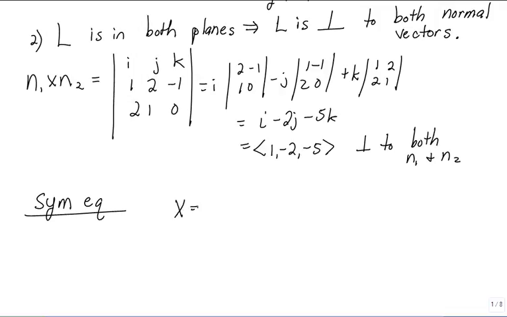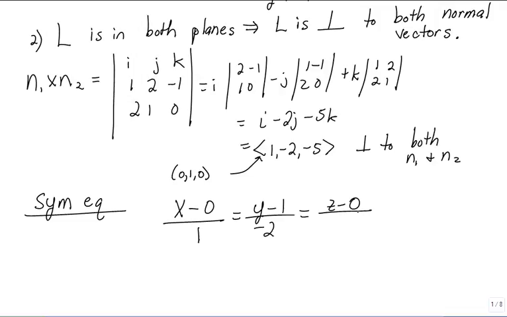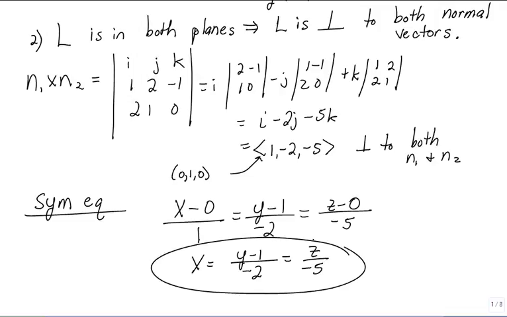So we're using the symmetric equation. It's x minus 0 over 1 equals y minus 1. We're using the point 0, 1, 0 along with this direction vector. And we're done. All right, look at some of the example homework problems for some more solutions.